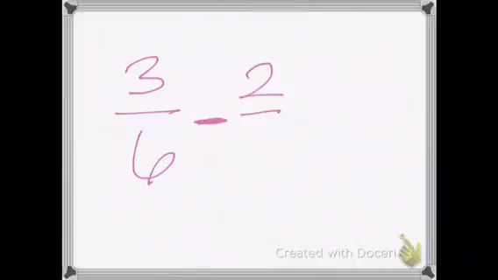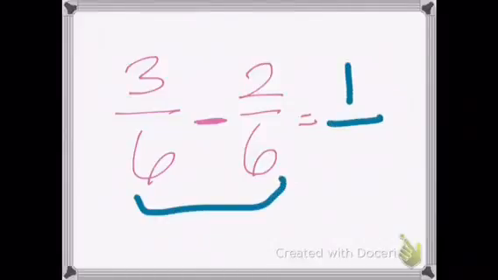minus 2/6 equals, okay, so remember we do 3 minus 2 equals 1. And then this stays exactly the same. Remember, you don't change the denominator. It just stays the same. So we got the same answer both ways: 1/6.